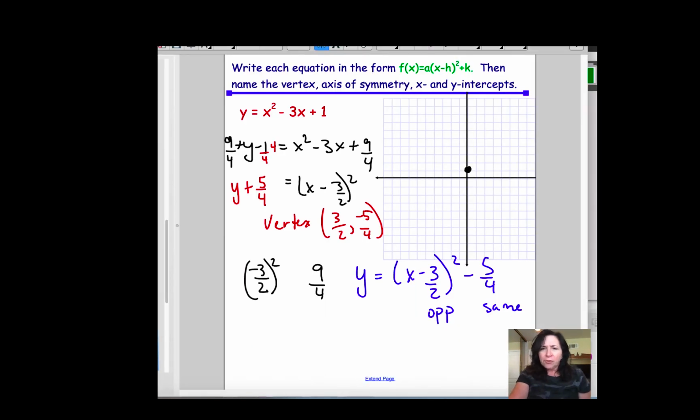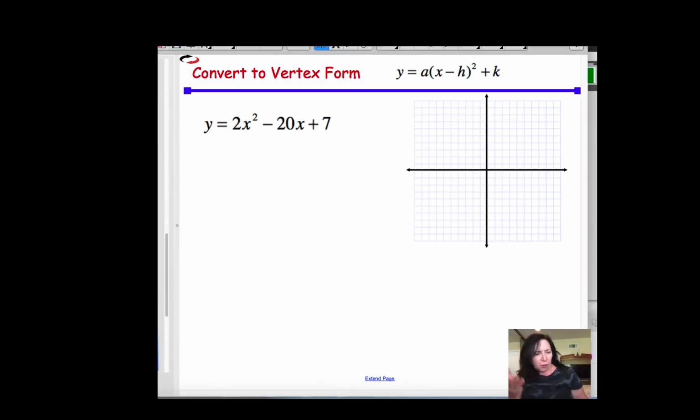Okay, so moving on, convert to vertex form. So here we go. Now, I believe there's one rule before you can change something into vertex form from standard form. The one major rule is that value right here, that a value, has to equal 1. And it's not, it's a 2. So in order for you to complete the square, you have to do a little bit of manipulating here. All right, so we're going to do that. And by the way, it's got to be a positive 1.